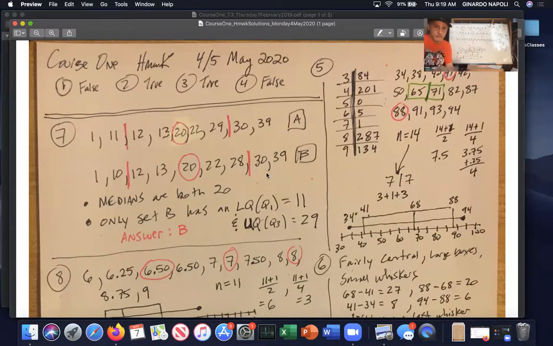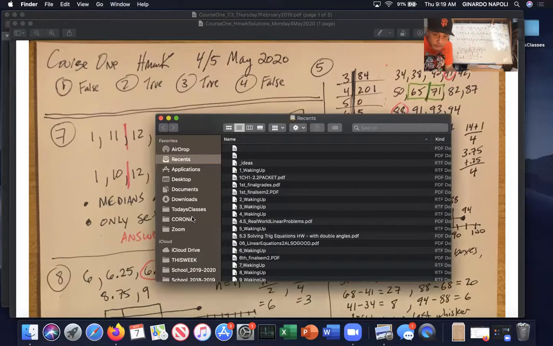So remember, this was based upon the position of the particular values that you see on the box and whiskers.